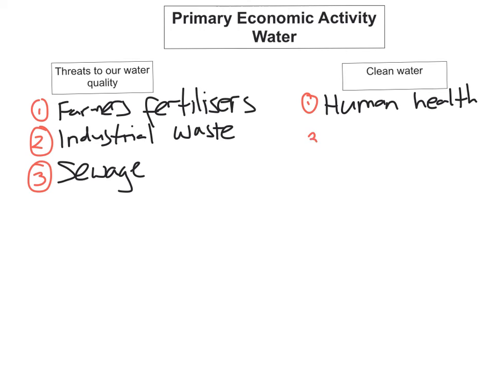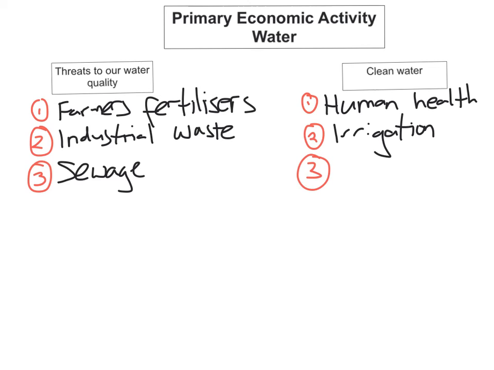The second thing is that agriculture requires water for irrigation. So it's very, very important that we have access to clean and available water, especially in hot regions such as California, where there's a lot of vineyards and irrigation is needed in times of drought.